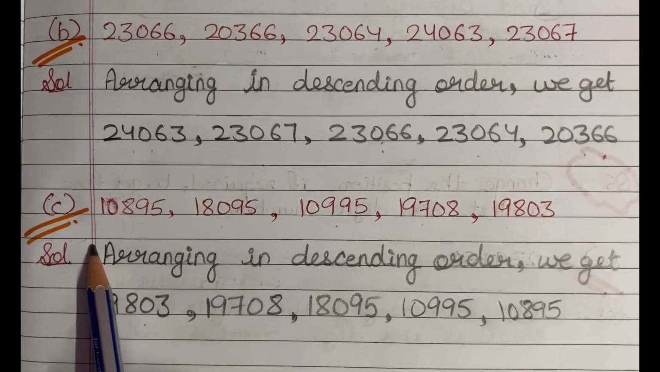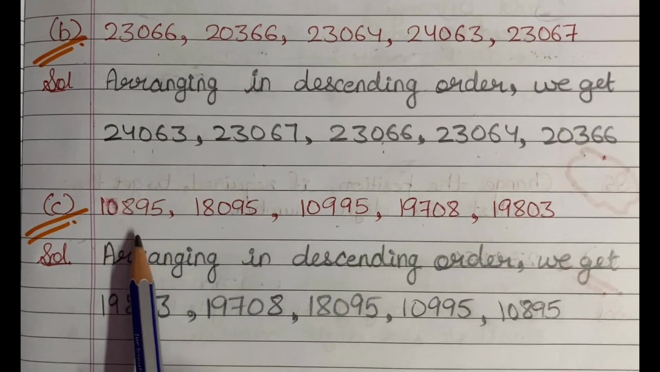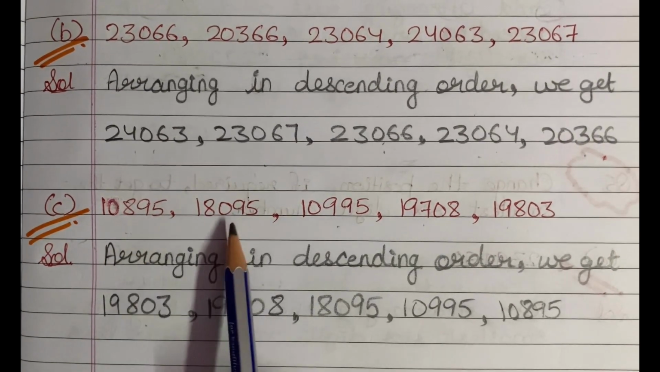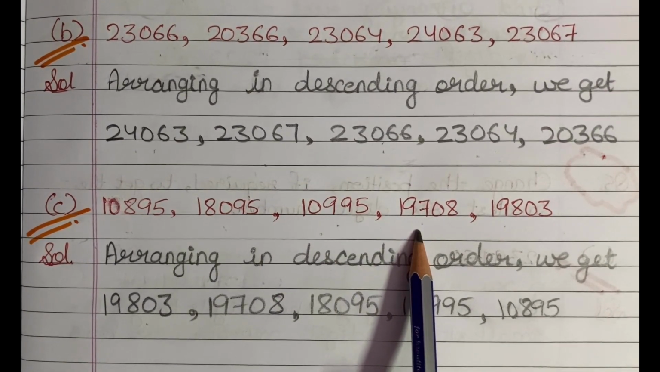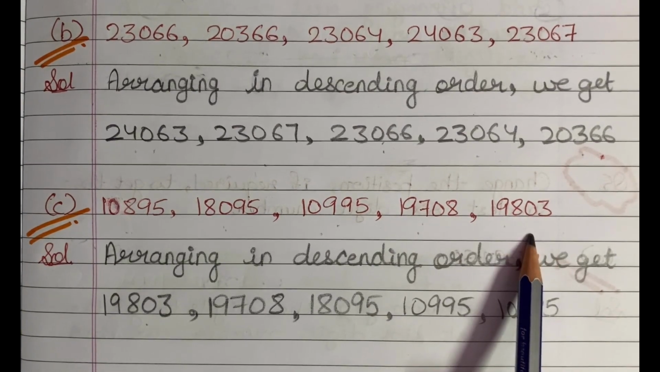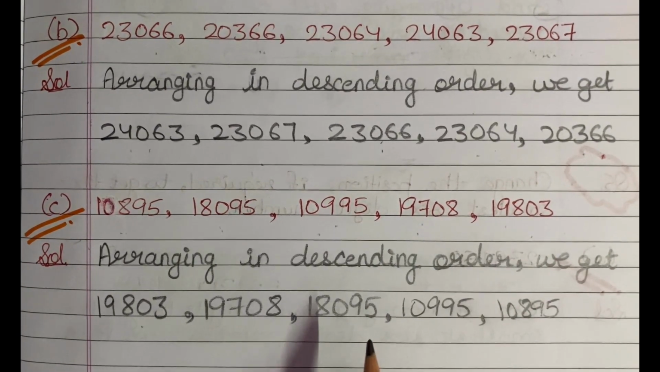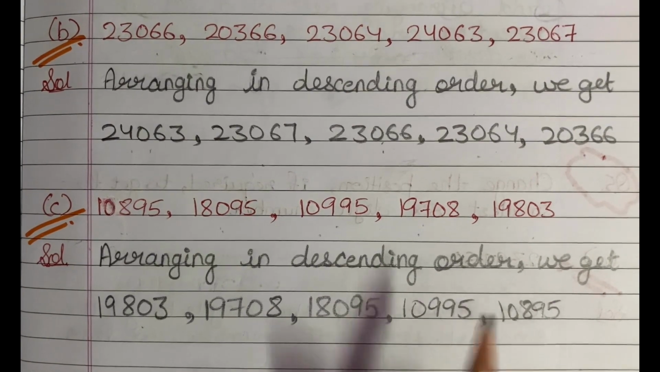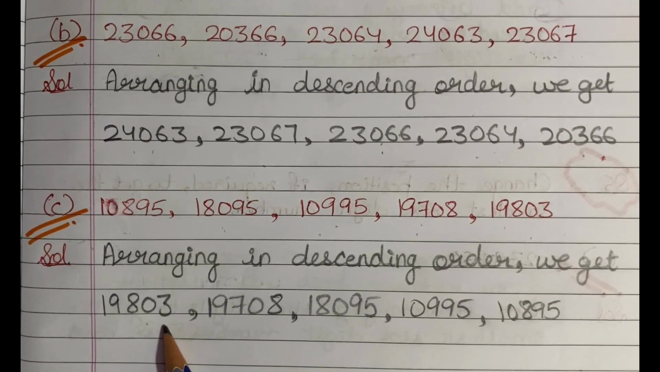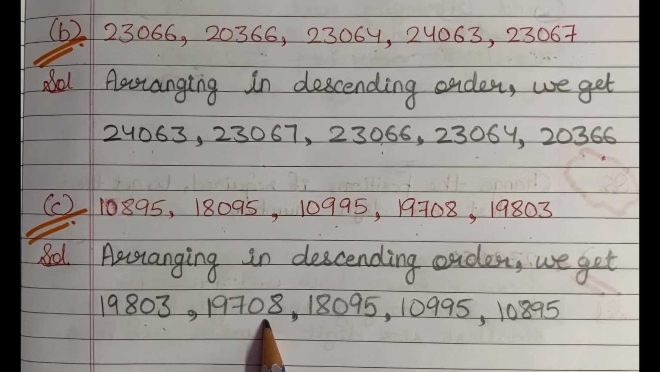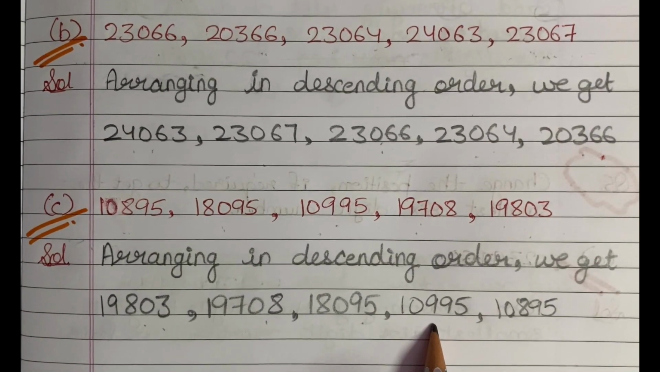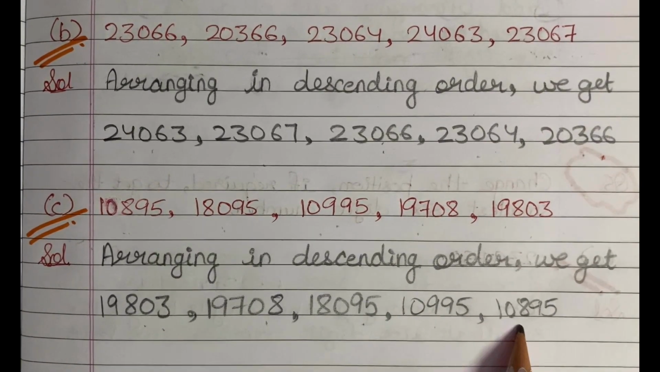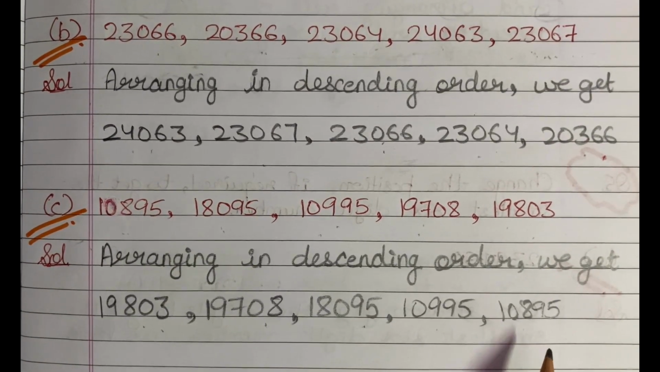Next is C part of the same question, and here the numbers are 10,895, 18,095, 10,995, 19,708, 19,803, and on arranging it in descending order, we will get 19,803 at the first place, 19,708 at the second place, 18,095 at the third place, 10,995 at the fourth place, and 10,895 at the fifth place. Hopefully, it is also clear to you.